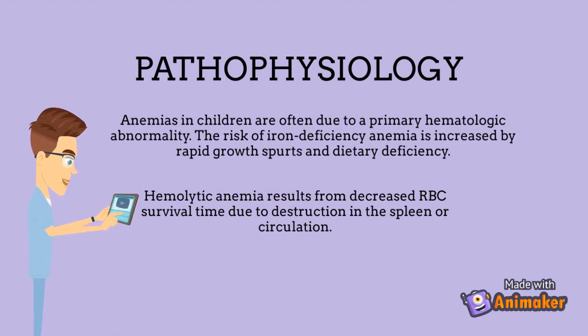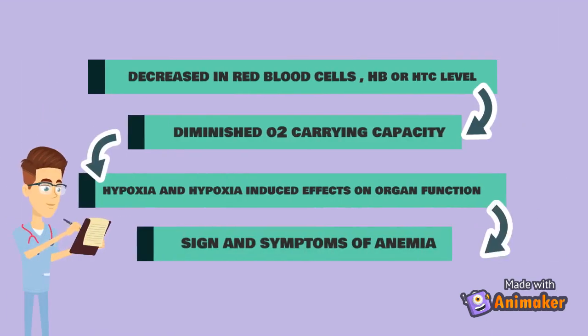Anemia in children is often due to a primary hematologic abnormality. The risk of iron deficiency anemia is increased by rapid growth spurts and dietary deficiency. Hemolytic anemia results from decreased RBC survival time due to destruction in the spleen or circulation. This is how anemia occurs.